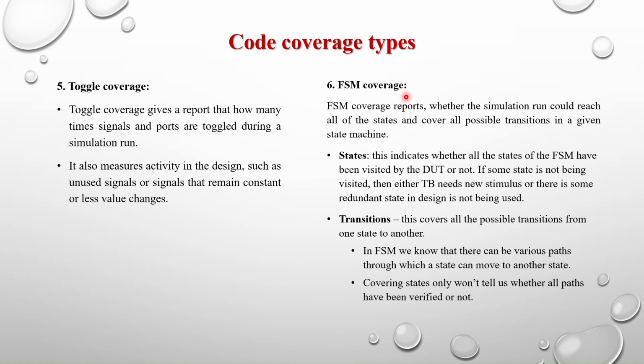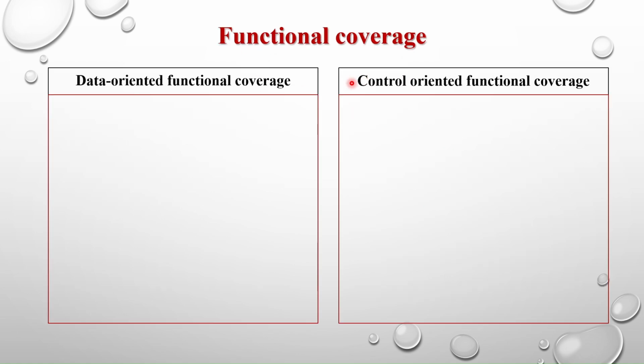And we will move to functional coverage now. We know that functional coverage deals with covering the functionality or features of the design. It's a user defined metric that tells how much of a design's functionality or specification has been covered. Here we have two types: data oriented functional coverage and control oriented functional coverage. We will discuss them one by one.